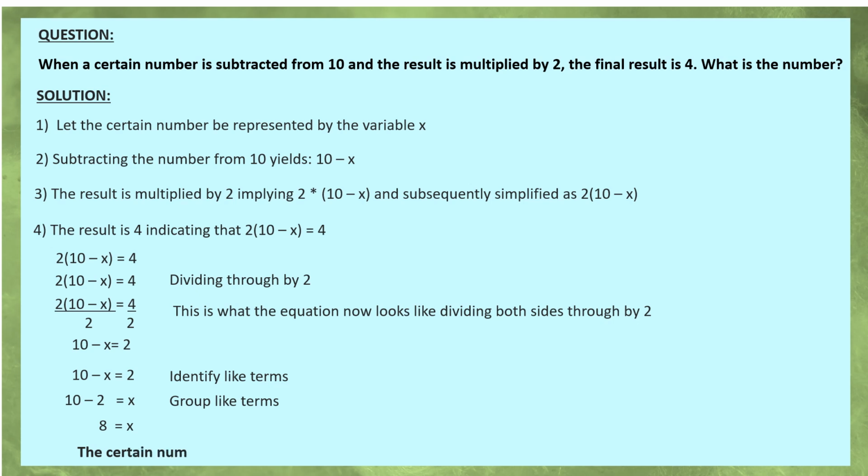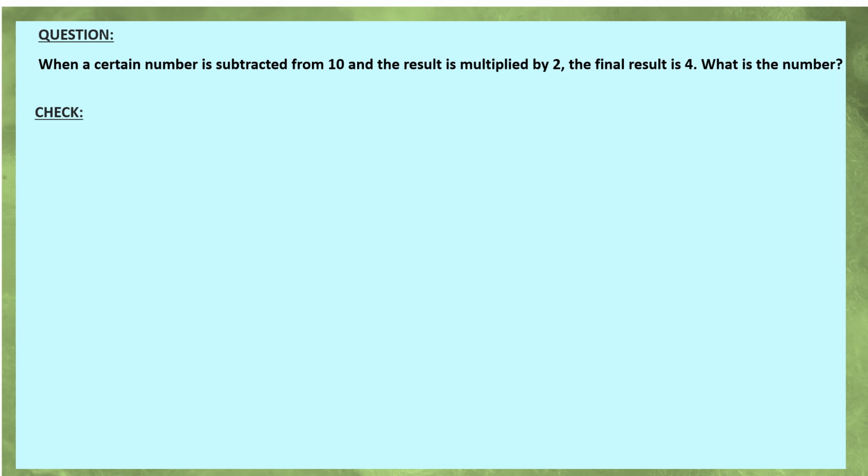So x is that certain number that was subtracted from 10, multiplied by 2, and then the final result gave us 4. But we'll just use this to quickly check. So what is the certain number? 8 is the certain number.